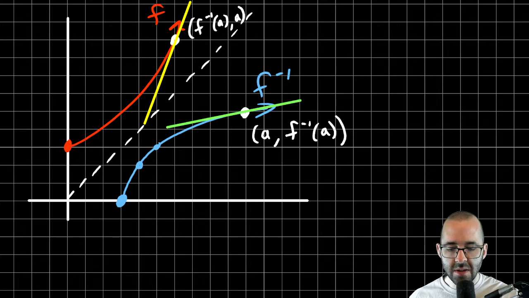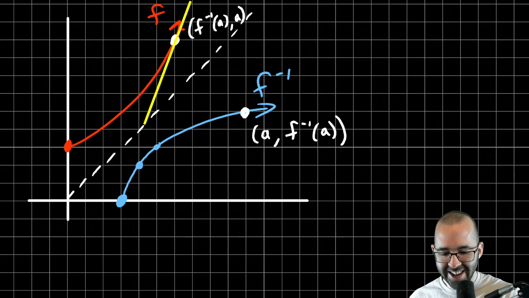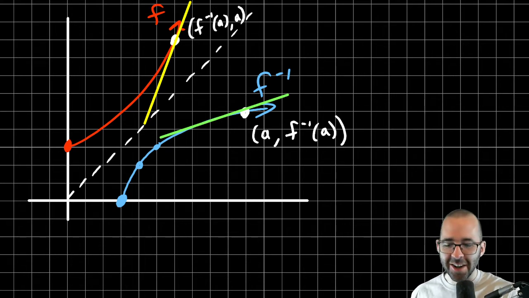What's the relationship between the slope of these two lines? My graph isn't perfect, actually. Let me try to draw a better one. Kind of like that. All right. Well, actually, that looks even worse. All right. It's a hand-drawn graph. It's not perfect. So let's look at the slope.